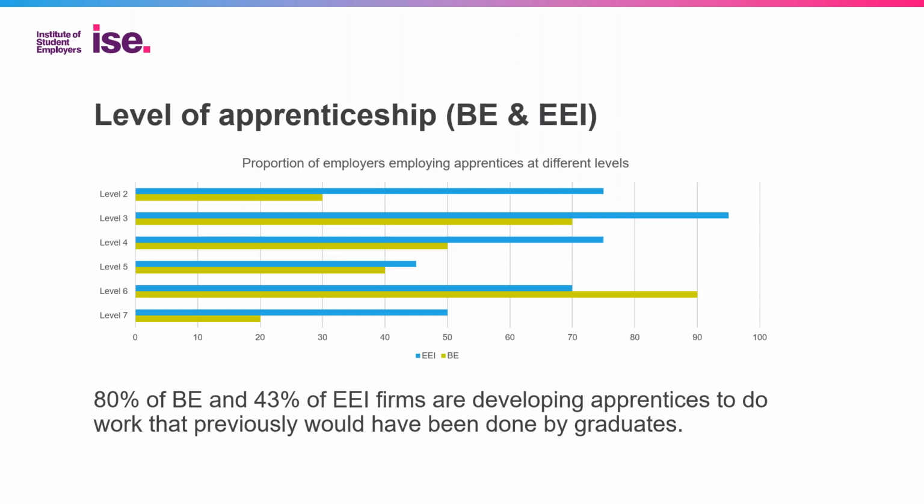If we look at the built environment and EEI sectors, we can see that the pattern is a little different. We've got quite a lot of detail in this figure, but again, across the different levels, firms in both sectors are using all the levels of apprenticeships, with particularly strong concentrations in levels 2, 3, and 4. So probably the center of gravity is a little bit lower than in general here, but this gives you the idea of the data. And 80% of built environment firms are interested in using apprenticeships to do work that was previously done by graduates, in comparison to only 43% of the EEI firms.